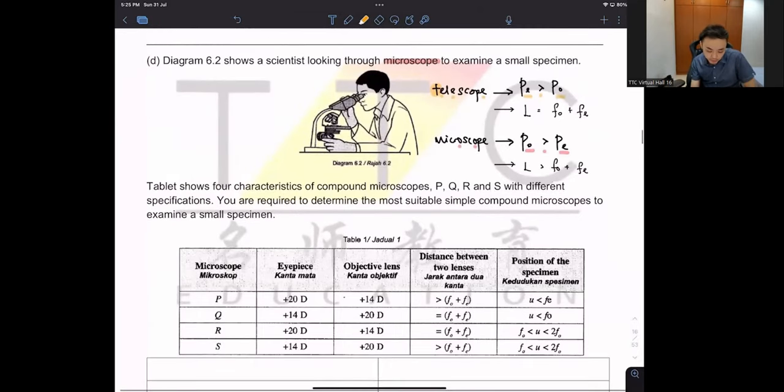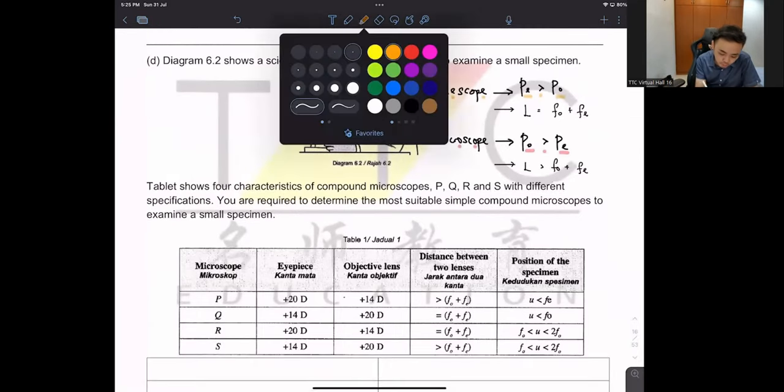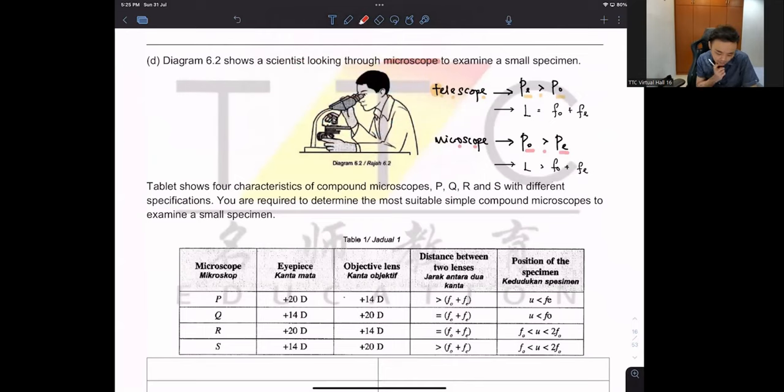So based on this, what can you say? We are dealing with a microscope. So what do you need to do? First thing first, should the eyepiece power be larger or the objective power be larger? Which one? Well, I taught you already, right? For a microscope, your objective should be larger than the eyepiece. So you choose the eyepiece smaller, better, and the objective bigger, better.